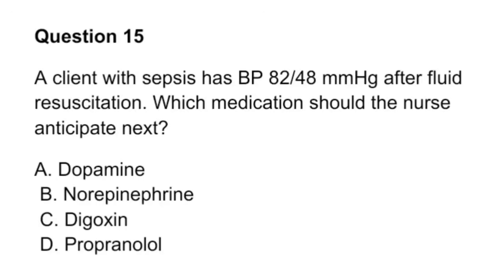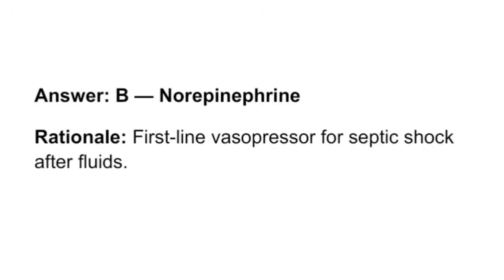Question 15. A client with sepsis has BP 82/48 mmHg after fluid resuscitation. Which medication should the nurse anticipate? A. Dopamine. B. Norepinephrine. C. Digoxin. D. Propranolol. The answer is B. Norepinephrine. First-line vasopressor for septic shock after fluids.